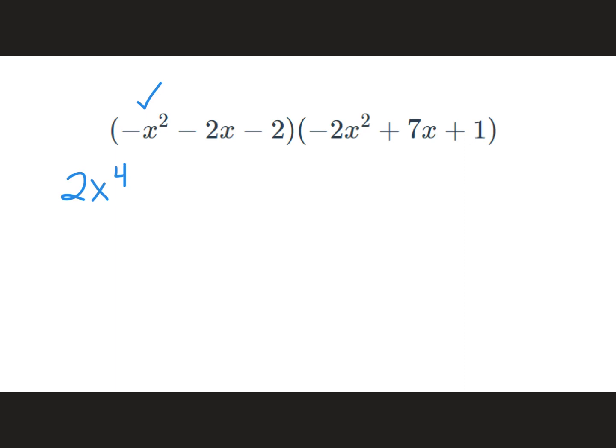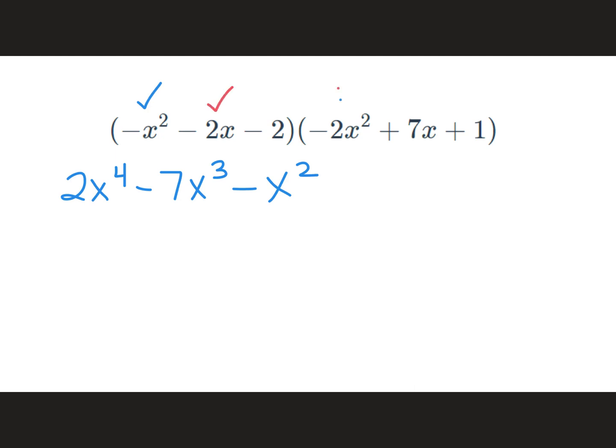And then negative x squared times 7x would be a negative 7x to the 3. And then negative x squared times 1 is just negative x squared. All right. Then I'm going to do the next one, this one right here.